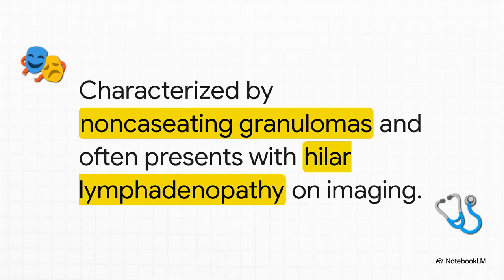And we can't forget the great pretender, sarcoidosis. Its cause is unknown, but it's this really unique disease where the body forms these little clumps of inflammatory cells called granulomas. You always have to be looking for clues like hilar lymphadenopathy. Those big swollen lymph nodes right in the middle of the chest on an image, that should make you think of sarcoidosis right away.